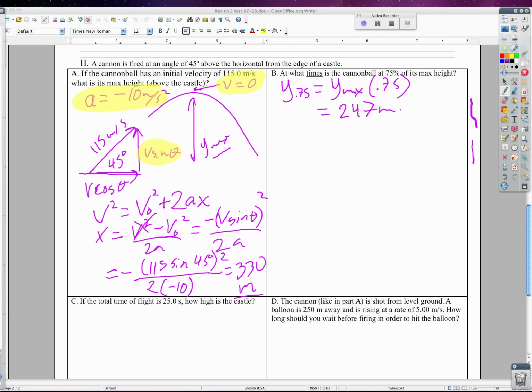Times are 4.07 seconds. Okay, that looks weird. Technically it was supposed to be a 45-degree angle, but whatever. And we know that it took 25 seconds, so how tall is the castle? Just look at the equation that matches that.